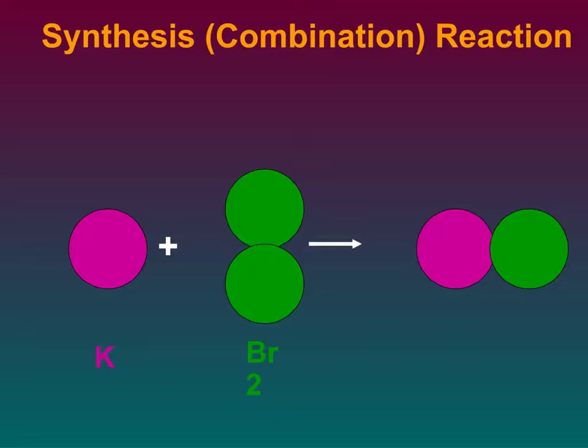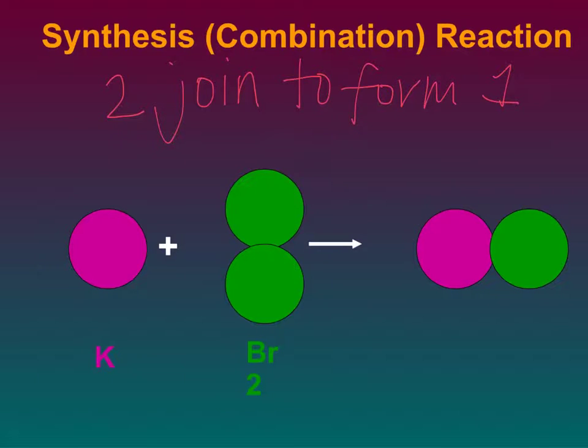In these reactions, 2 things join to form 1. So 2 join to form 1. Okay. If we notice, we have potassium and we have bromine. We have Br2. In a synthesis reaction, you take one of your metals, so just one metal, one nonmetal, and they join together. The reason that we have KBr is due to the charges.